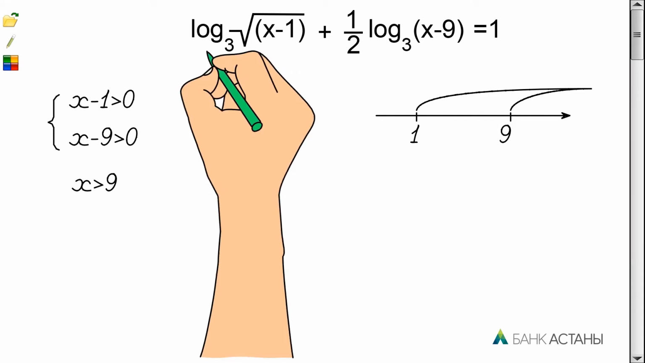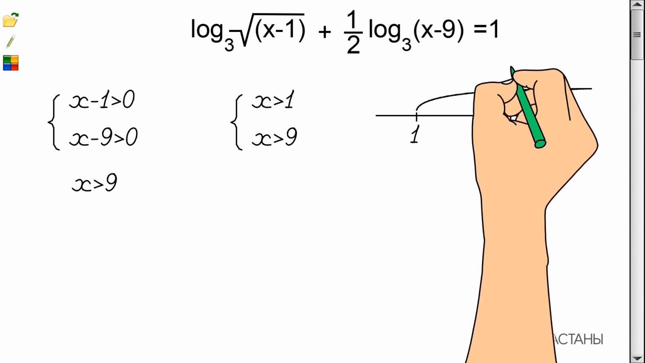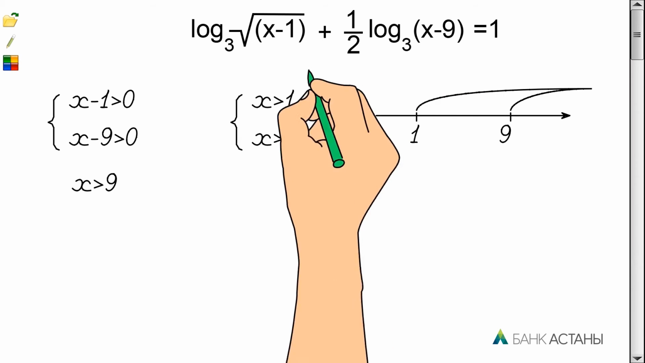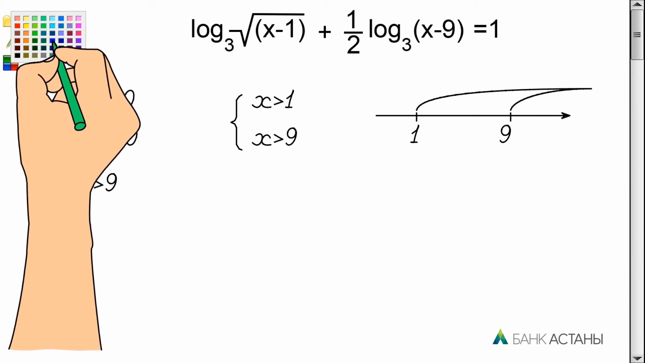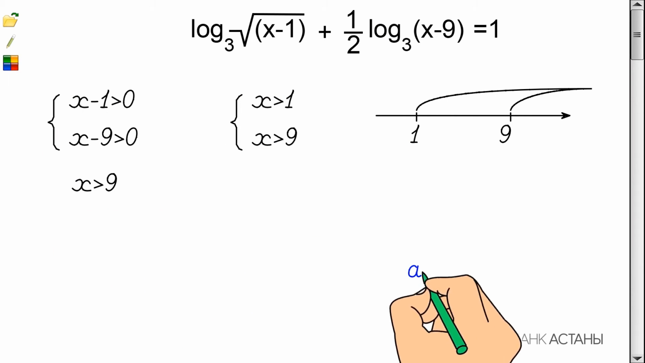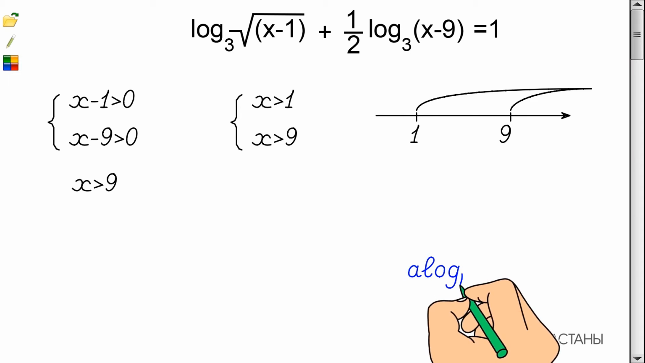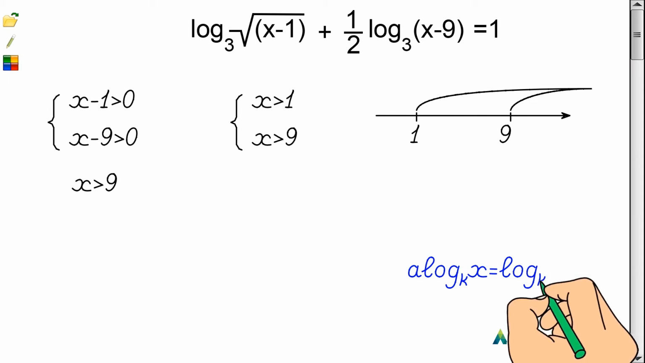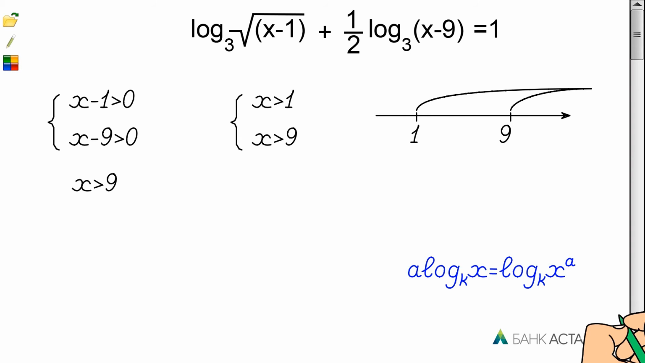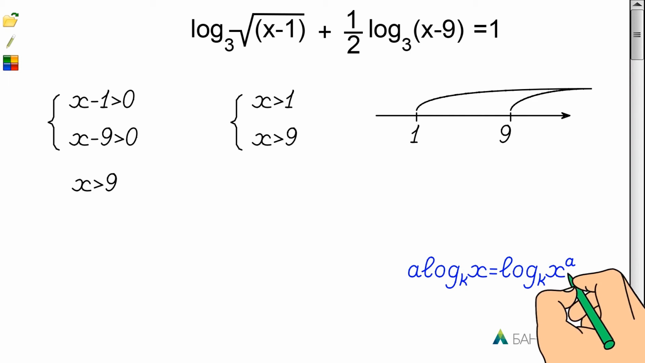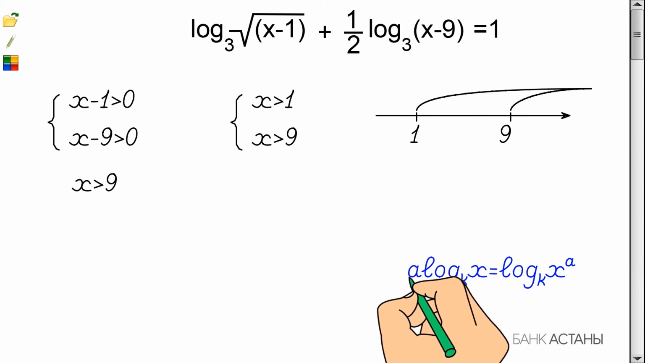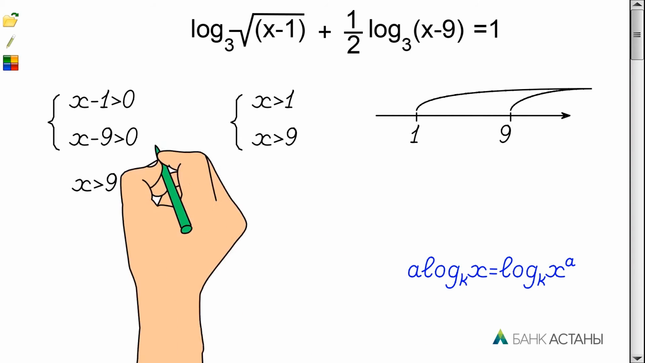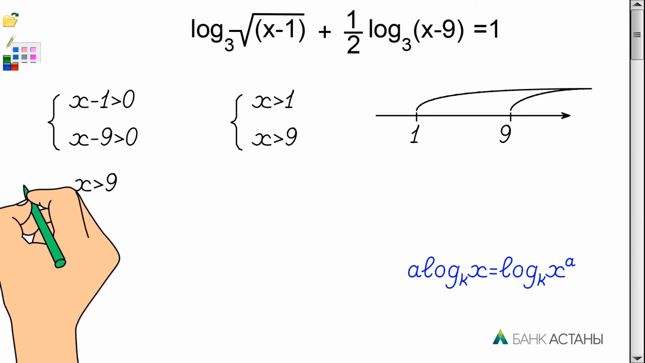Now, let's look at our equation again. Let's look at the coefficient 1/2. We can use the well-known formula for the logarithm. A times the logarithm base k of x equals the logarithm base k of x to the power of a. In other words, the exponent on the argument is the coefficient of the logarithm. Thus, we can rewrite our equation in the following form.